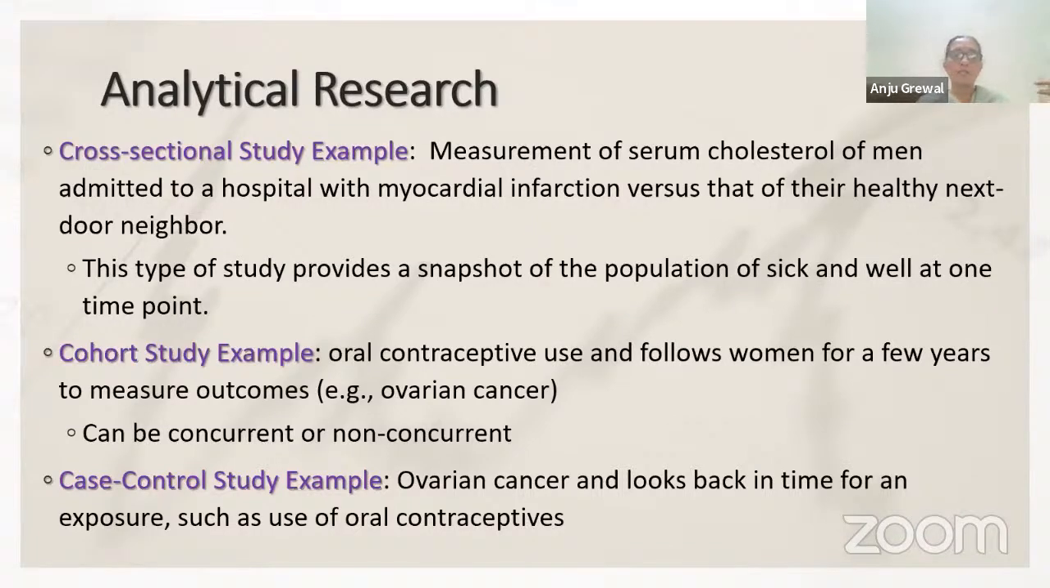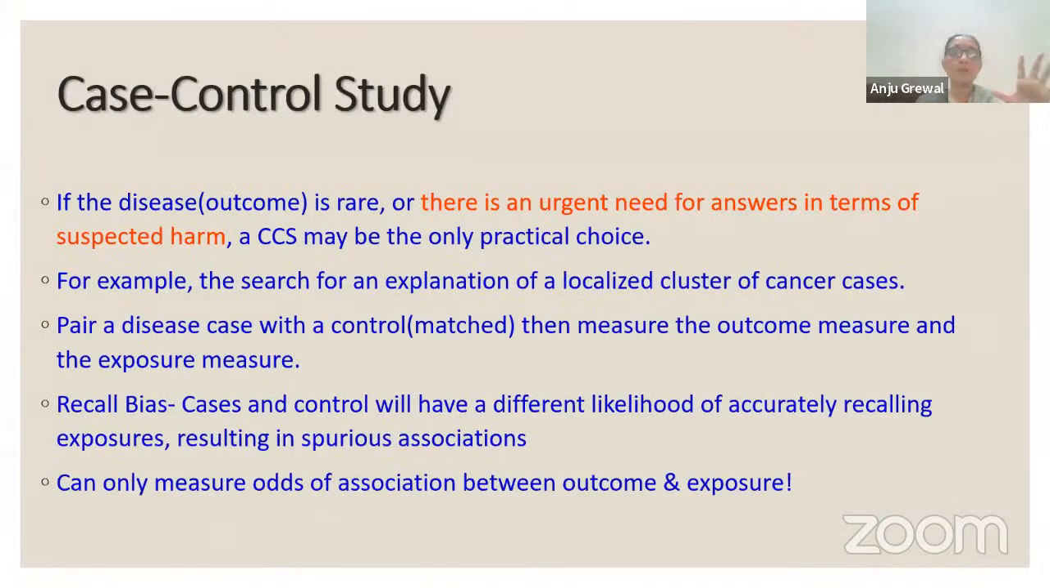A cohort study is something where, as I said, there is some kind of risk factor or issue, and therefore you want to look at the outcome over years. So it could be concurrent as well as non-concurrent. And case control study, as I told you, will be more of retrospective studies.